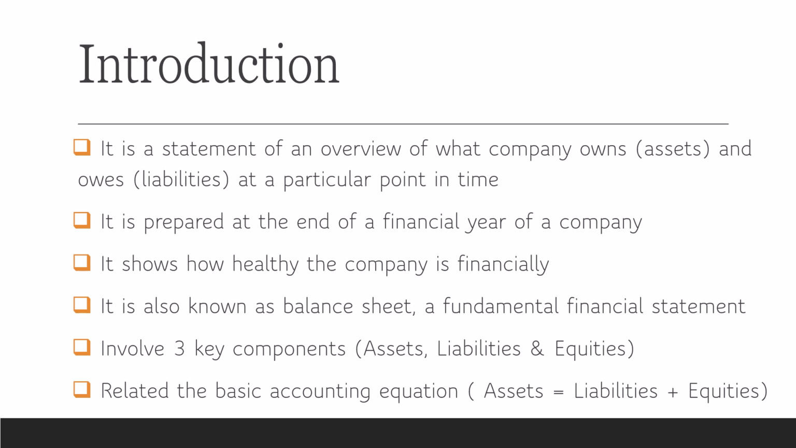These components are not independent, they are related by a core principle in accounting known as the basic accounting equation. This equation is assets equals liabilities plus equities. This fundamental relationship means that the total value of a company's assets must equal the total value of its liabilities plus its equity. This is why it is called a balance sheet. It has to be balanced.